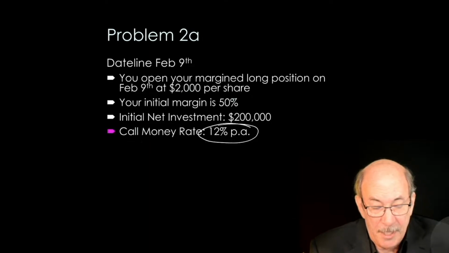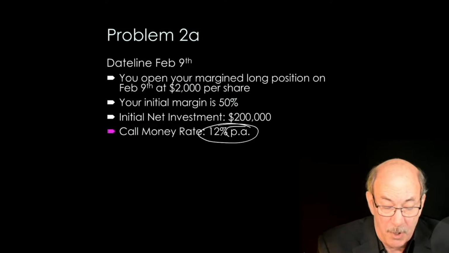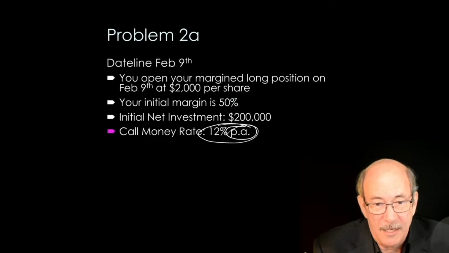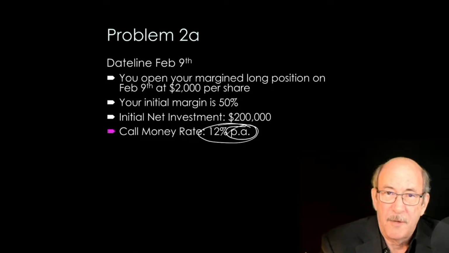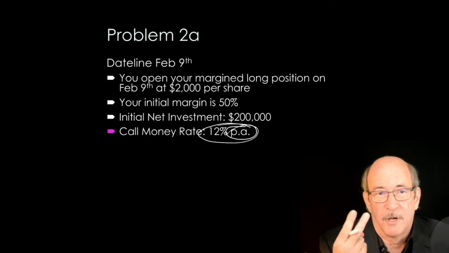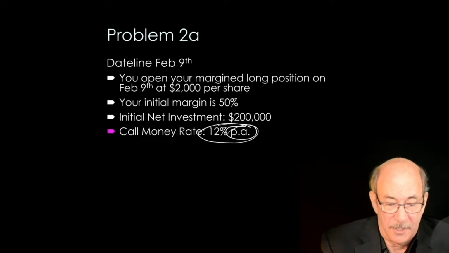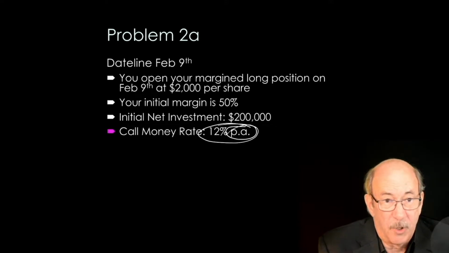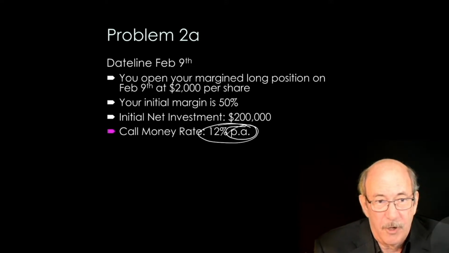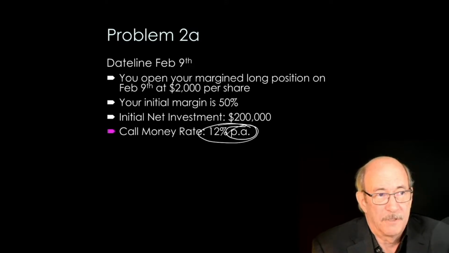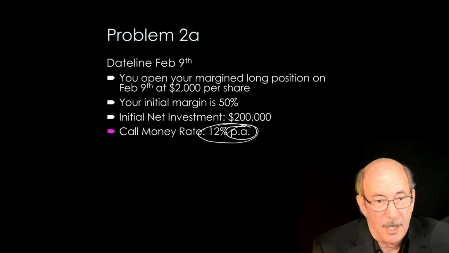And by the way, that's simple interest per annum. That PA stands for per annum. So that means if we want to figure out what our monthly rate is, and in this case, we're actually holding our position for 2 months, we simply divide this thing by the appropriate number. So if we wanted to get the two-month simple interest rate, it would be 2%.